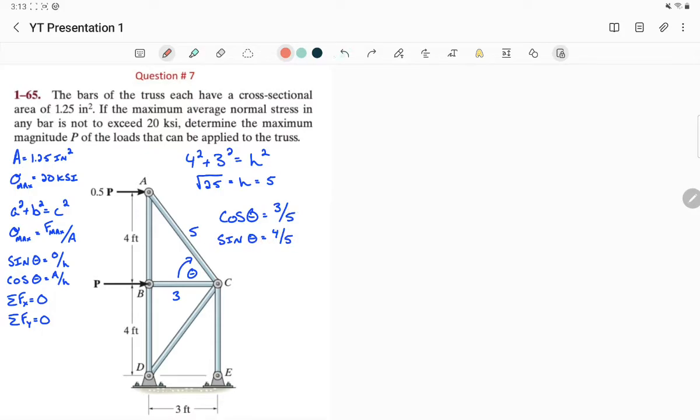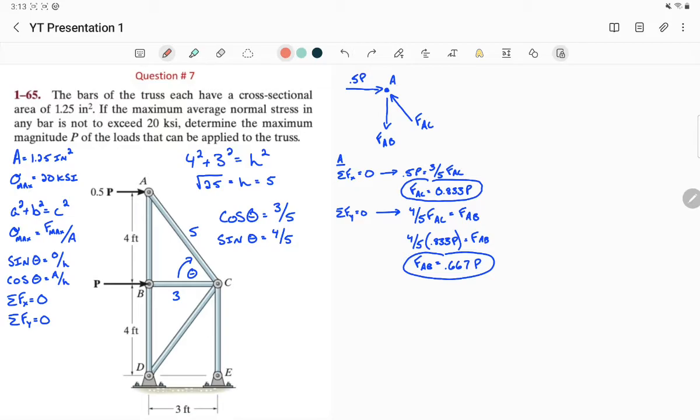Next thing we're going to do is use our method of joints to analyze this truss, and we see that if we analyze joint A, B, and C, we'll be able to determine the force in all of our members. So first thing, we draw our free body diagram for A. Looks as such. We write our equations of equilibrium.